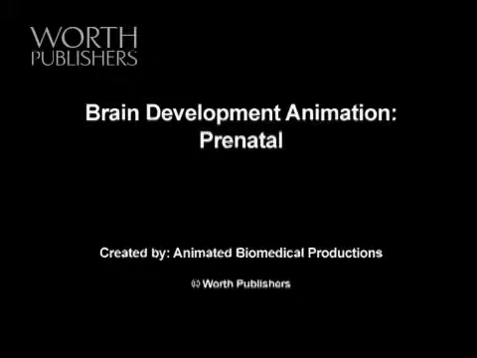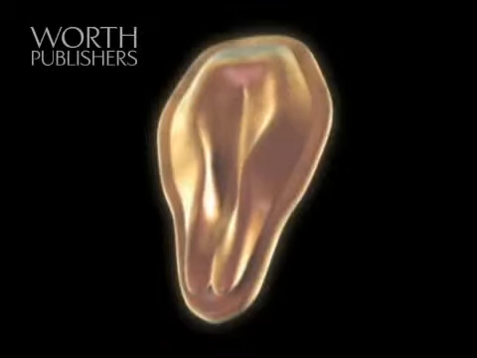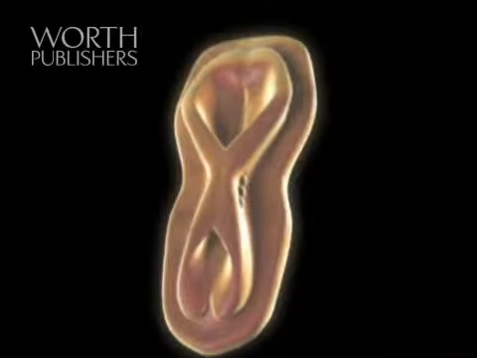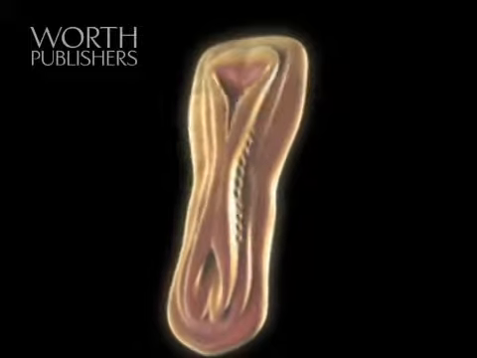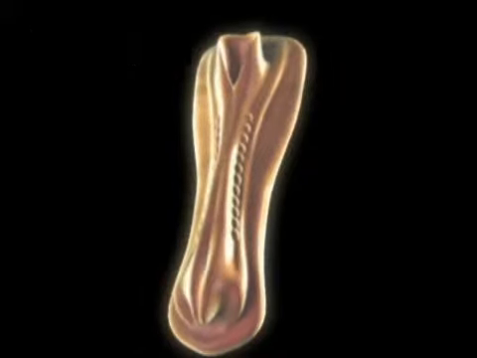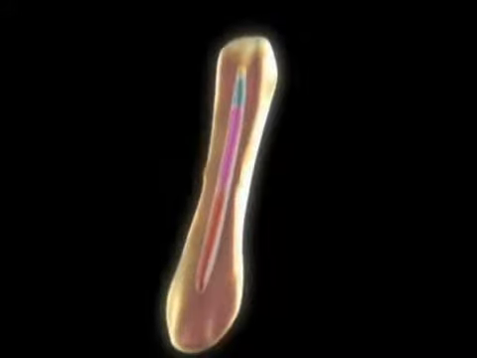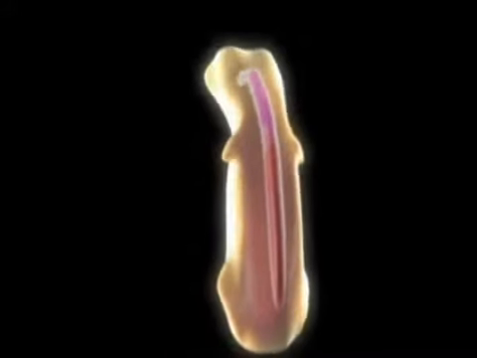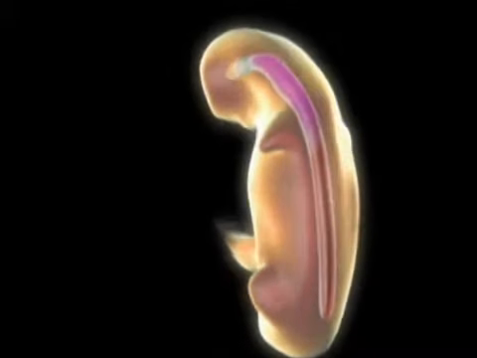This animation shows brain development from conception through birth. In the first 4 weeks after conception, neural tissue known as the neural plate forms in the outermost layer of embryonic cells. The neural plate folds to form the neural groove, then curls to form the neural tube. This tube differentiates into the forebrain, the midbrain, the hindbrain, and the spinal cord.